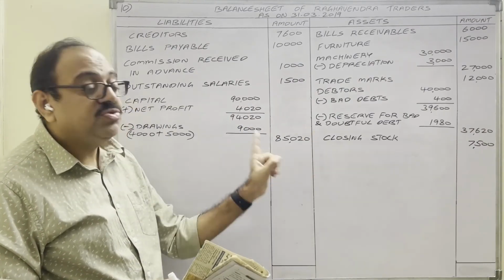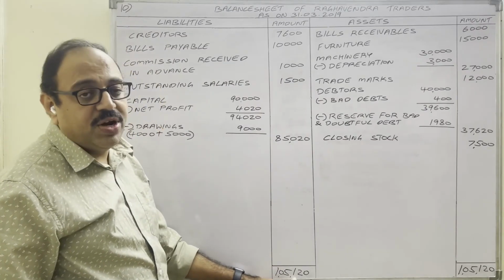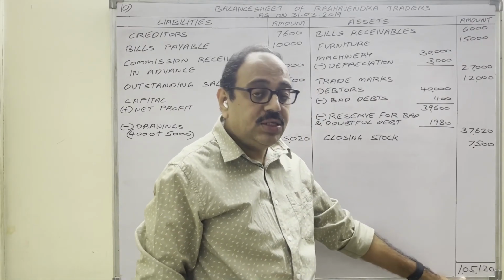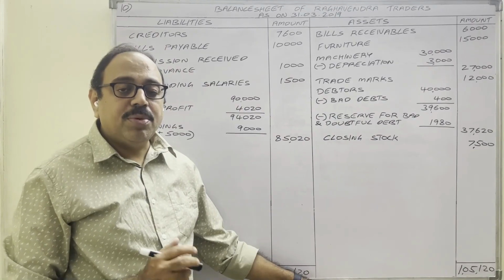Finally, two side totals we should calculate. Liability side total 1,05,120 rupees. Asset side also same total. Thus, two sides total should be same. Then only a problem is correct.